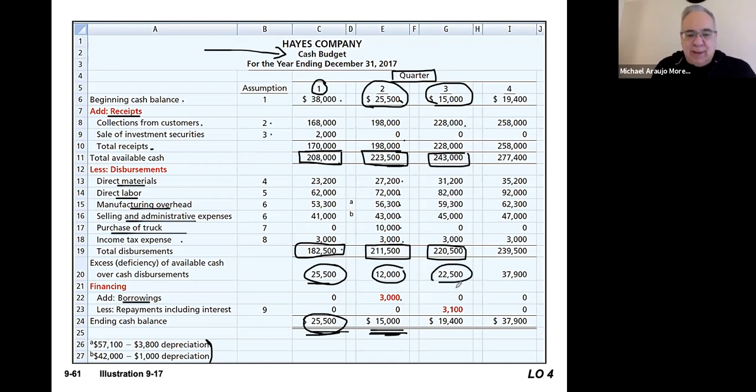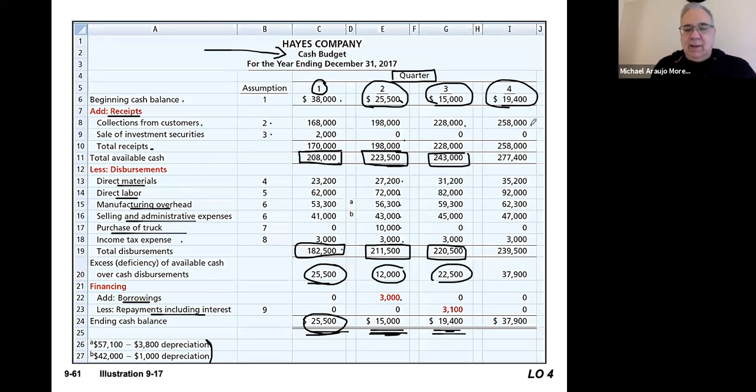That means you can pay back the loan. So in this case, you're paying back the loan with $100 of interest. So you need $3,100 to pay that loan back. And you're still going to have $19,400 at the end of that quarter, which is again above the $15,000. So you're okay. That $19,400 becomes your beginning cash in the fourth quarter.